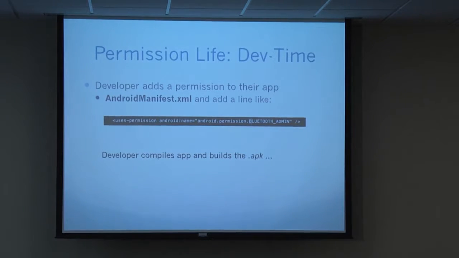So in terms of the permissions lifecycle, you have the developer time. This is when developers are writing an app, and they need to use some method from the API, say something related to Bluetooth administration. In order to successfully use that API call, they must actually add this Bluetooth admin permission to their AndroidManifest.xml. And the developer will compile their app and include this AndroidManifest.xml as deemed necessary.